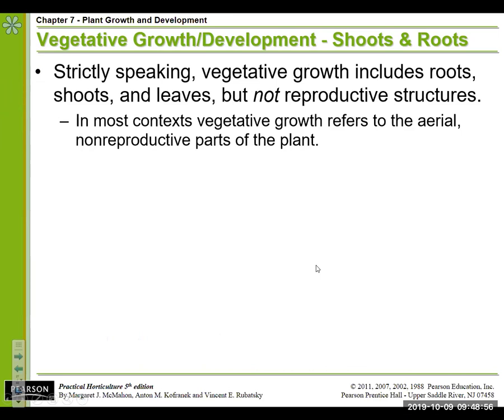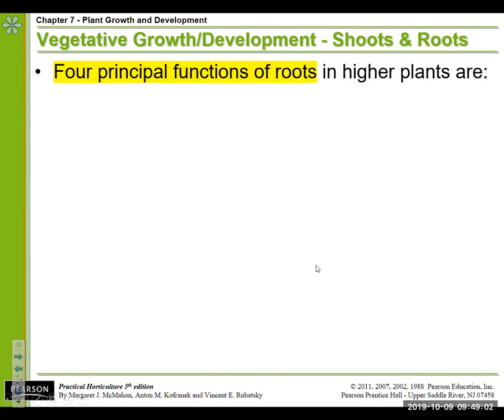So again, when we're talking about vegetative growth, we're talking about vegetative parts of the plants and not the sexual parts of the plants, not the reproductive parts. So looking at those vegetative parts, we first look at the bottom, looking at the roots. So we have 4 principal functions of roots in higher plants.